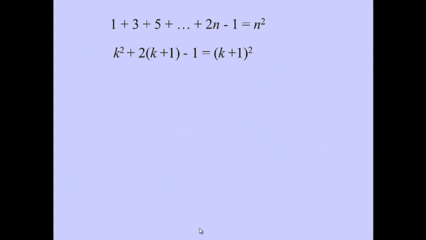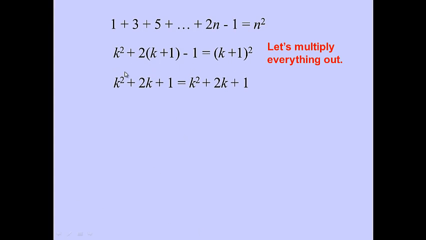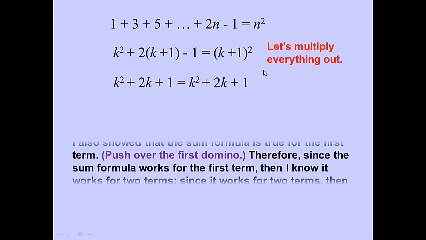So let's multiply everything out and show that both sides are the same. If we multiply this out, we get k squared plus 2k plus 2 minus 1, which is k squared plus 2k plus 1. If we use FOIL over here, we get k squared plus 2k plus 1.